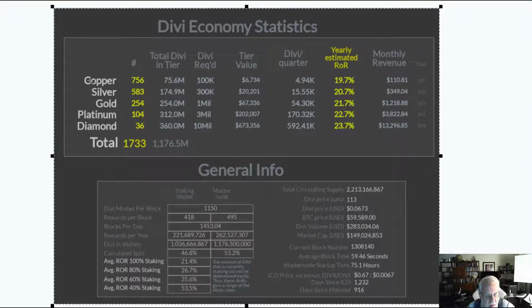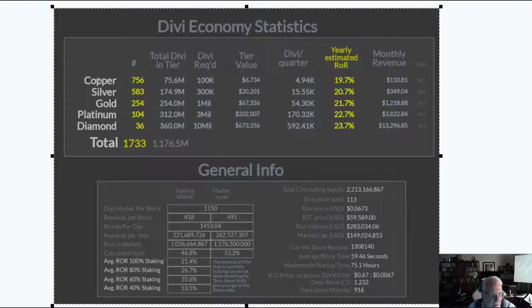So you need 100,000 for a copper node. If the price is under 7 cents per DIVI, that node will cost you right now about $6,700, or it'd be exactly $7,000 if the price was 7 cents. Now I got mine back when DIVI was under a penny, or about a penny.